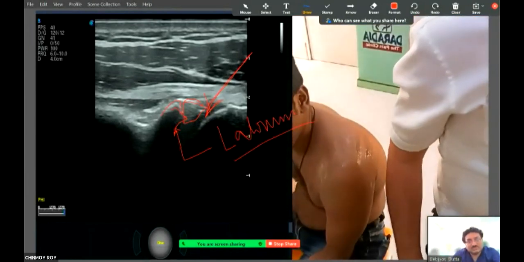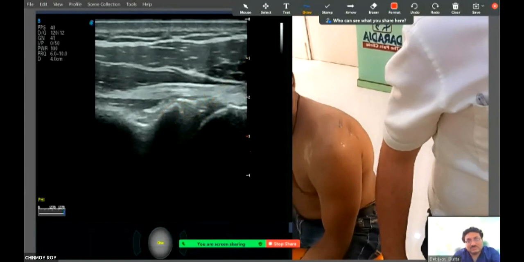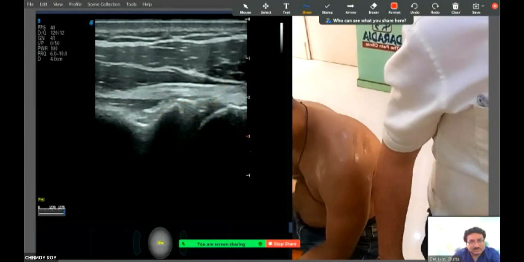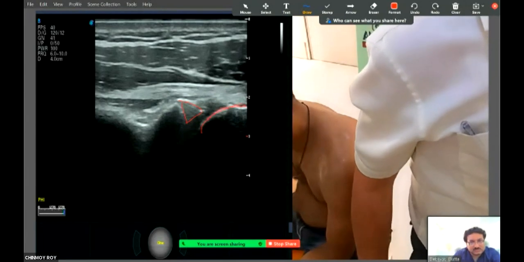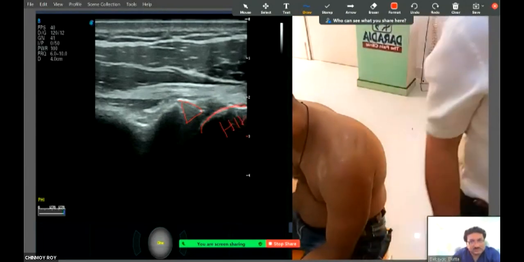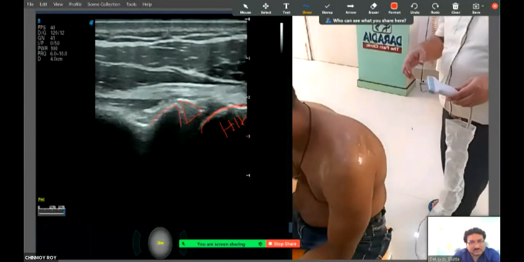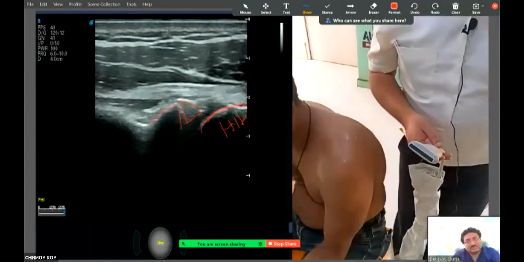Here, just above the articular surface of the humeral head, there is this small black line of cartilage also. So while injecting, we will not hit the cartilage. We will just go above the cartilage. Okay, I will show you again.